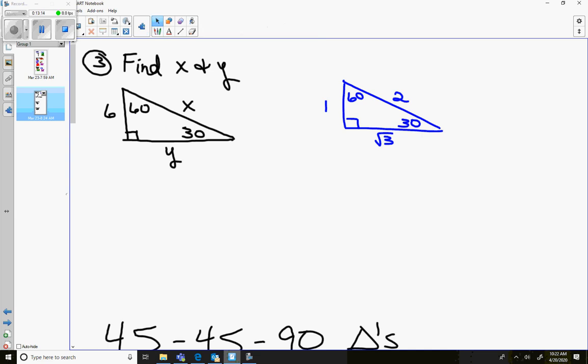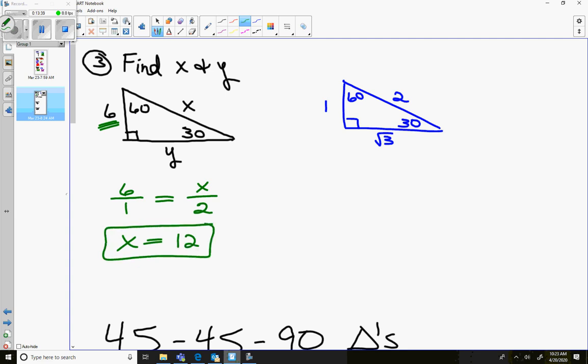Again, we're looking for x and y here. Begin with the side that we know, which is 6. In this case, it's the left side. So 6 is to 1 as, and I'm going to do hypotenuse here. So x is to 2. So 6 is to 1 as x is to 2. And we are, in fact, going to cross multiply. Real quick and easy, though. X is 12.